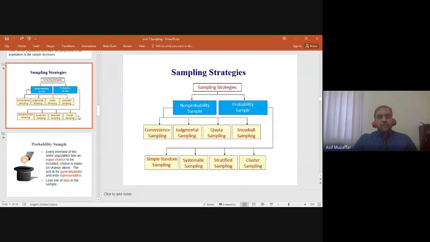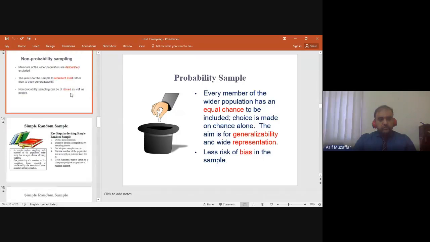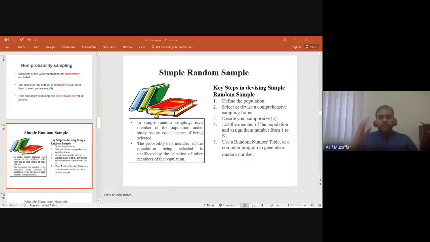If it is clear, then next time, inshallah, in the next class, I will go to sampling strategies, which are a bit difficult. That is why I will not start it today. Not difficult, but you need time and a fresh mind to listen to it. Today we completed some qualitative things, and now again we have come back to quantitative things. So just keep it in mind.